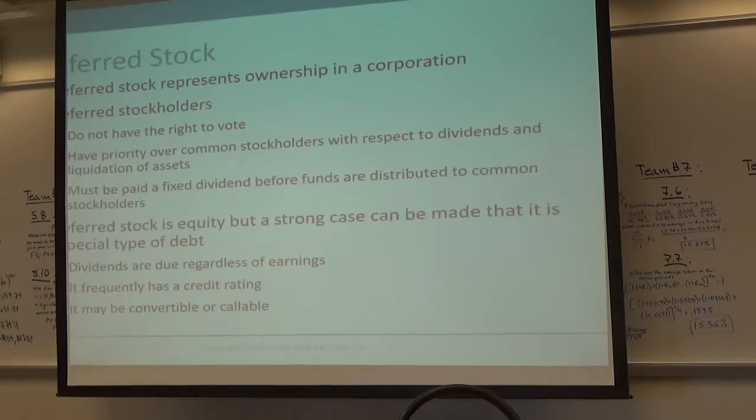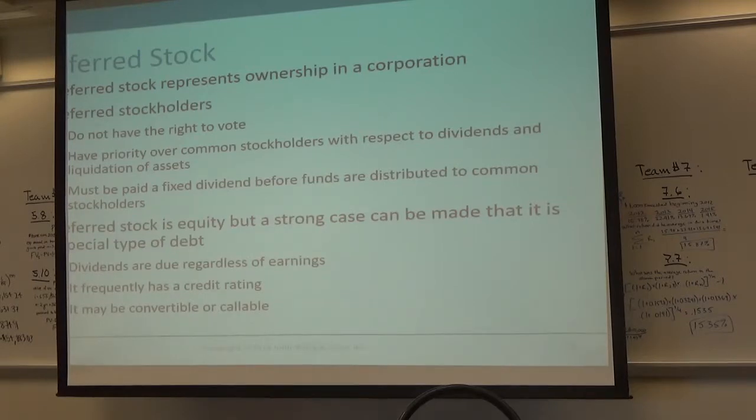Preferred stock represents ownership in a corporation. Preferred stockholders do not have the right to vote. They have priority over common stockholders with respect to dividends and liquidation of assets, but they must be paid a fixed dividend before funds are distributed to common stockholders. So from what I understand, they kind of get paid before the common stockholders get paid.